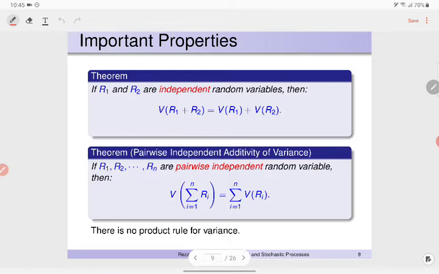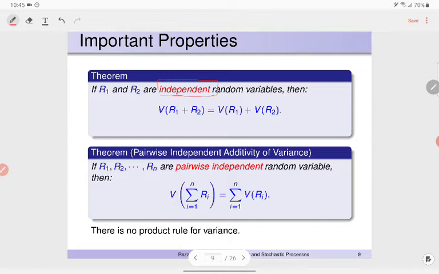The following theorem says that if R1 and R2 are independent random variables, look at the condition that they must be independent, then the variance of R1 plus R2 is equal to the variance of R1 plus the variance of R2. Namely, that means that if the two random variables are independent, then the variance of the sum is equal to the sum of the variances.